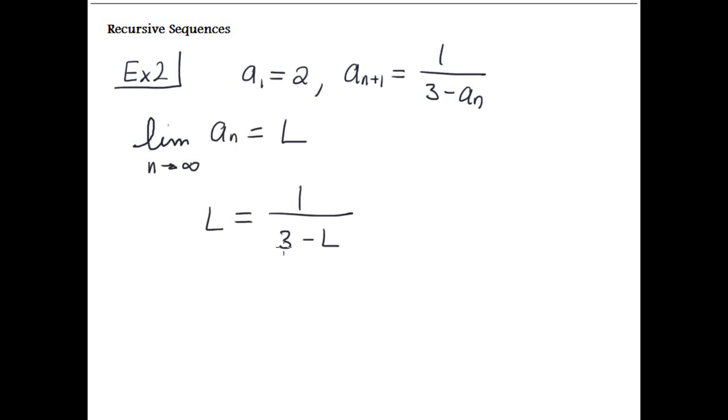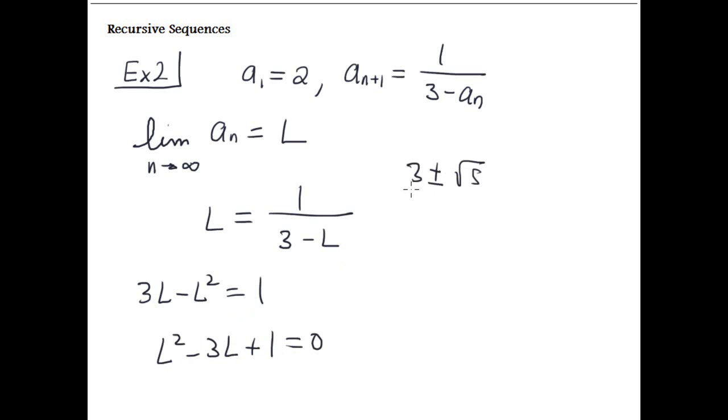You apply cross multiplication now. This is 3L minus L squared equals 1. Let me set up the quadratic equation. L squared minus 3L plus 1 equals 0. This is exactly the same quadratic equation that we solved last time. The answer is 3 plus or minus radical 5 over 2.